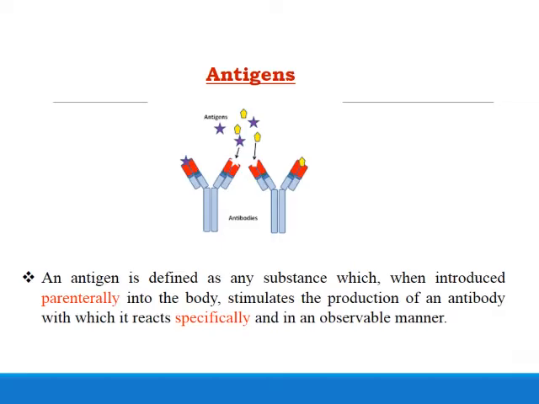Here two terms are important: parenterally and specifically. To put up an immune response, antigen should be introduced parenterally. Parenteral means outside the intestinal tract. When antigens are given orally, they are usually denatured by the intestinal enzymes and their antigenicity is destroyed. So no antibody formation will take place. When given parenterally, they are not denatured, hence antibody production will take place. However, some antigens given as oral vaccines are exceptions.